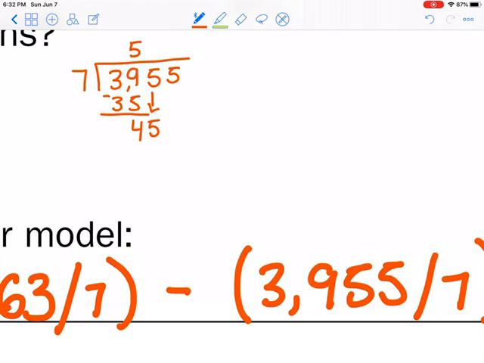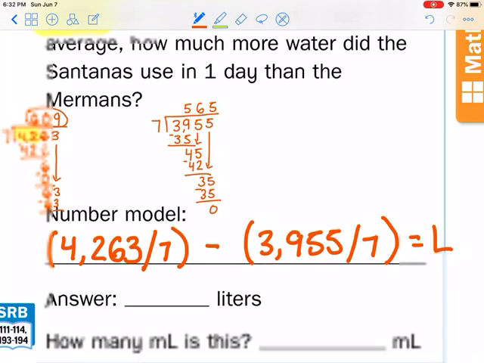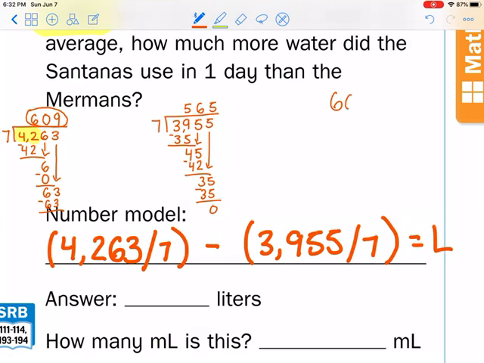Then I'm going to bring down my 5. So now the number is 45. 45 does also not go into 7 evenly, but I can get close by doing 7 times 6, which is 42. And I'm left with 3. I have to bring down my 5. And now 35 is a multiple of 7, so you would get 565 with no remainder.